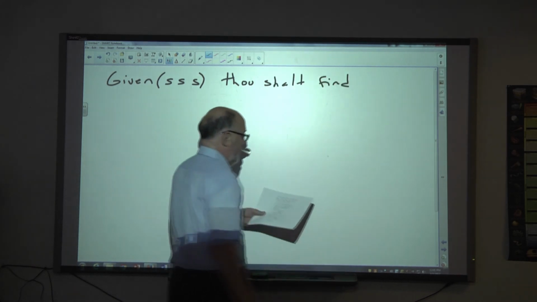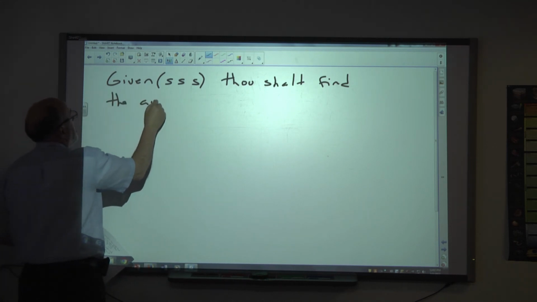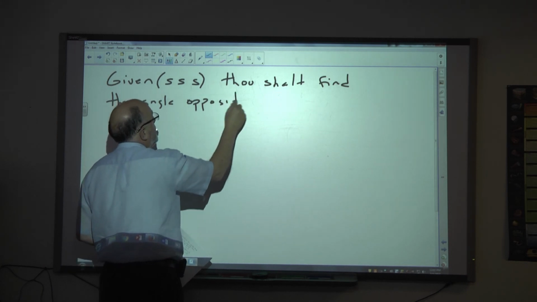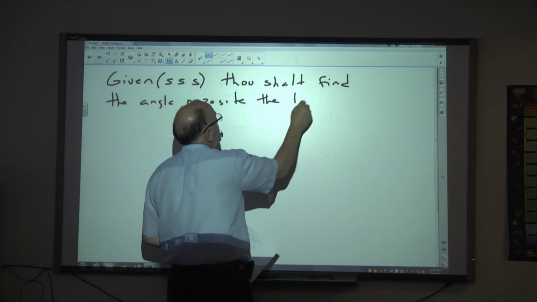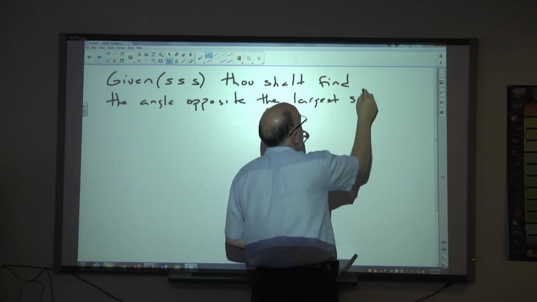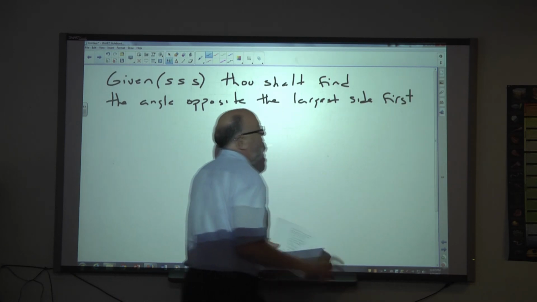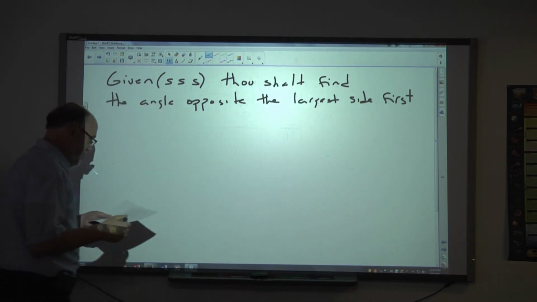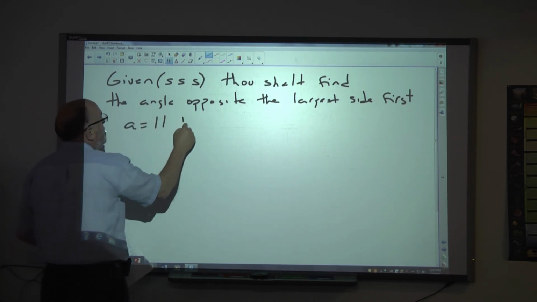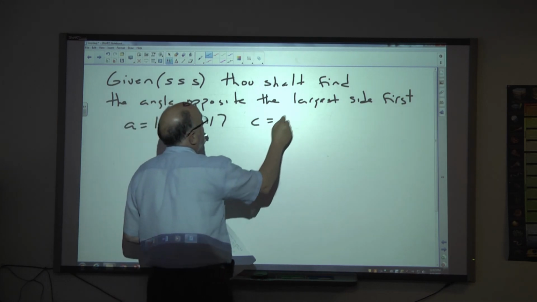thou shalt find the angle opposite the largest side first. So you have to do this in the right order. Otherwise you get into that tricky scenario with the law of sines. So let's say I got these measurements. A is 11, B is 17, and C is 14.